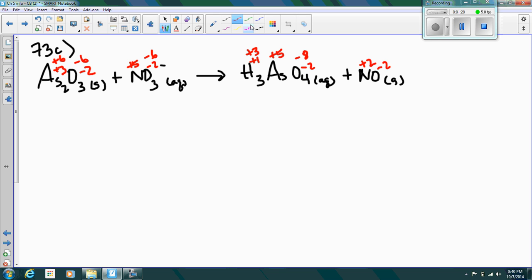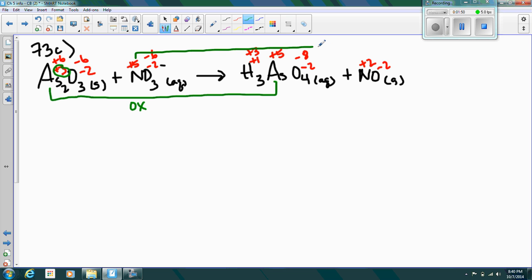All right, so I go through and find my half reactions. I can see that my arsenic is changing from +3 to +5. Make sure you pay attention to the initial charge. And so that is a loss of electrons, so this is going to be my oxidation half. Then I take a look up here at my nitrogen, and my nitrogen is changing from +5 to +2. And so that is gaining electrons, so this is going to be my reduction half. Okay, hopefully that makes sense to you.